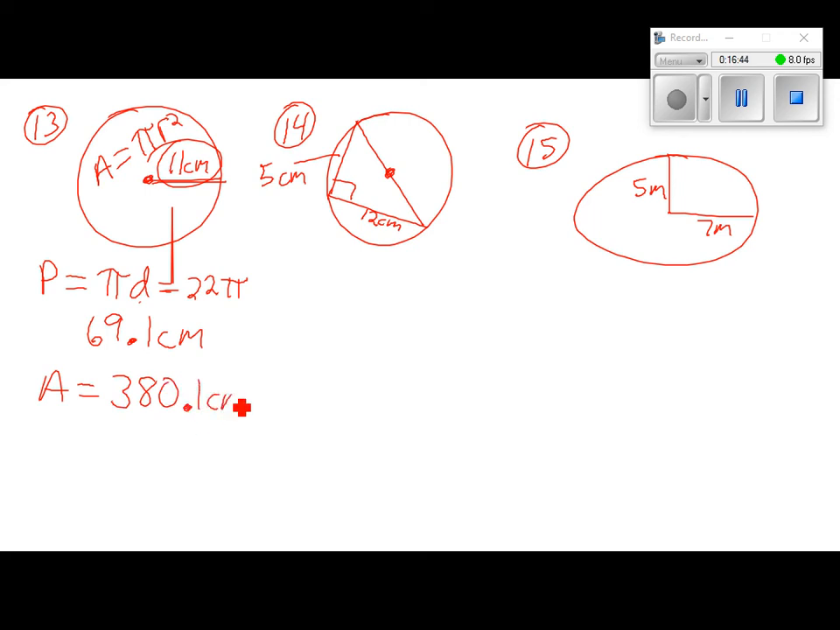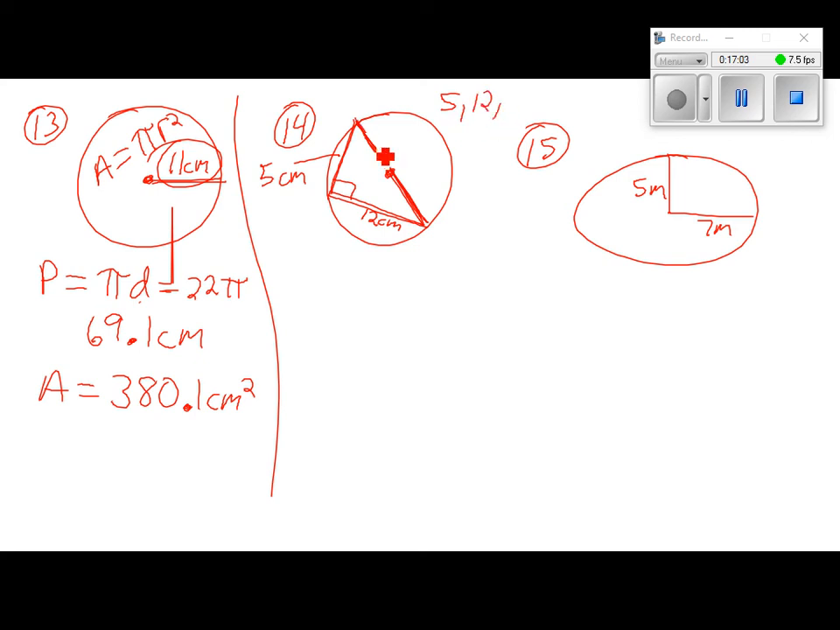Number 14, on number 14, the main thing I want you to pick out on this one is we have to know this. We have to know that diameter. Well, that's in a right triangle, and one of the sides is 5, another side's 12.